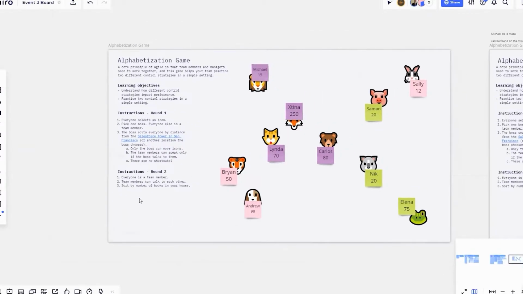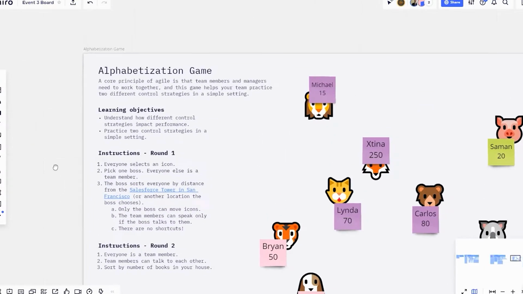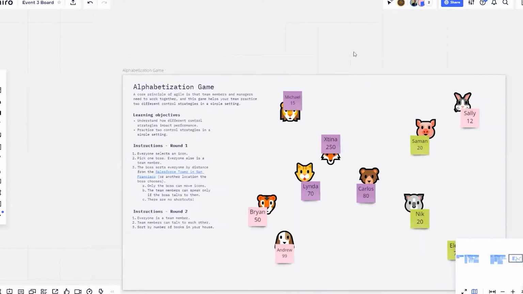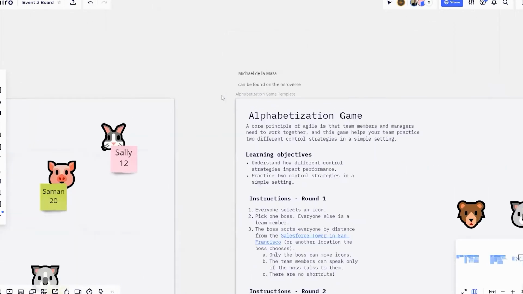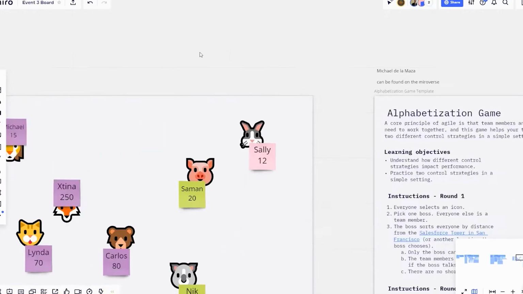This is the alphabetization game. It's actually created by Michael de la Maza, and can be found on the Miroverse as well. And so this is an excellent little game.